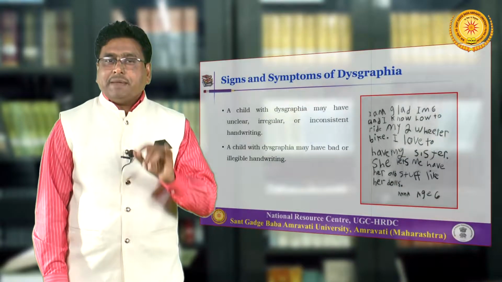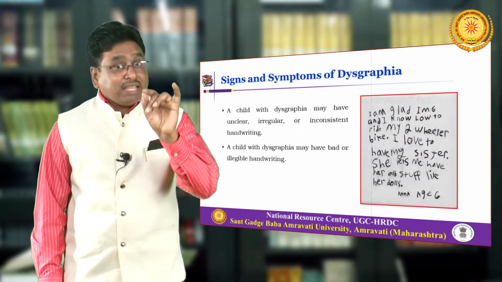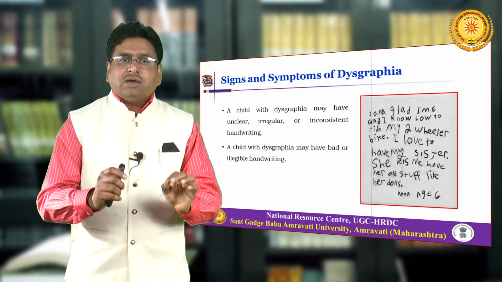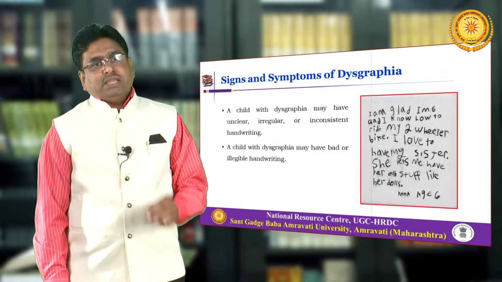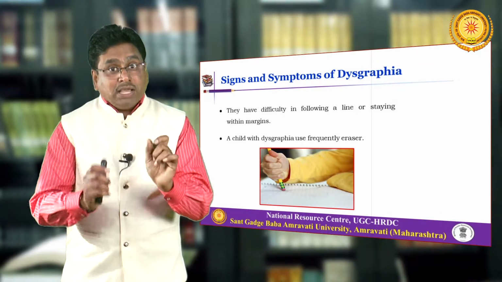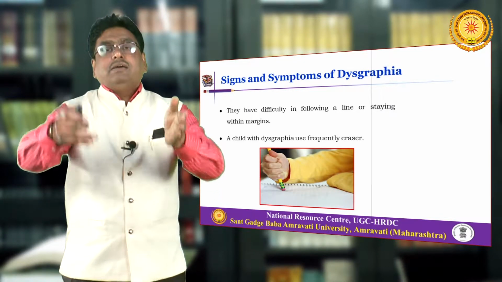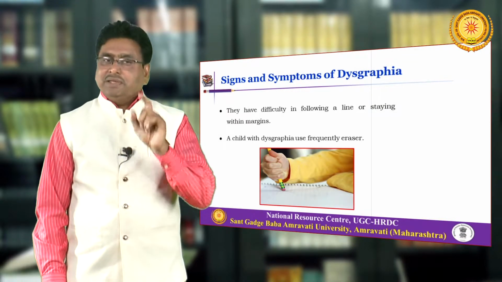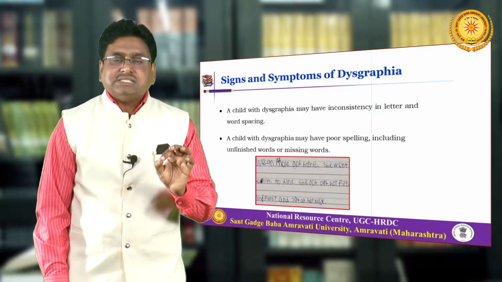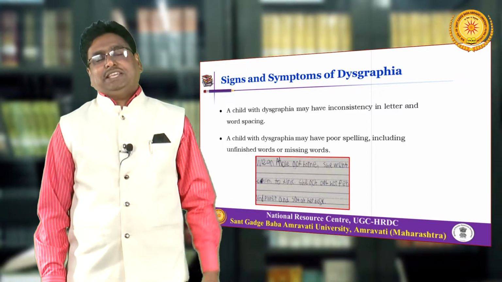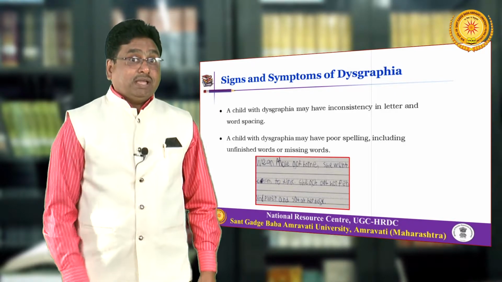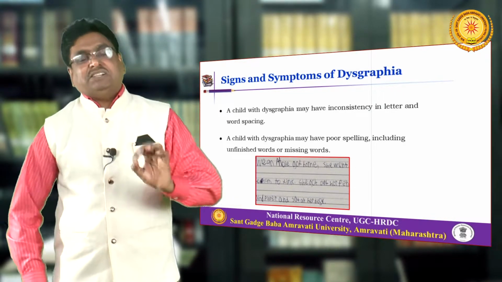The signs of dysgraphia include: number one, a child with dysgraphia may have unclear, irregular, or inconsistent handwriting. Number two, a child with dysgraphia may have bad or illegible handwriting. They have difficulty in following a line or staying within the margin. A child with dysgraphia frequently uses an eraser. A child with dysgraphia may have inconsistency in letter and word spacing. They have poor spelling, including unfinished words or missing words.